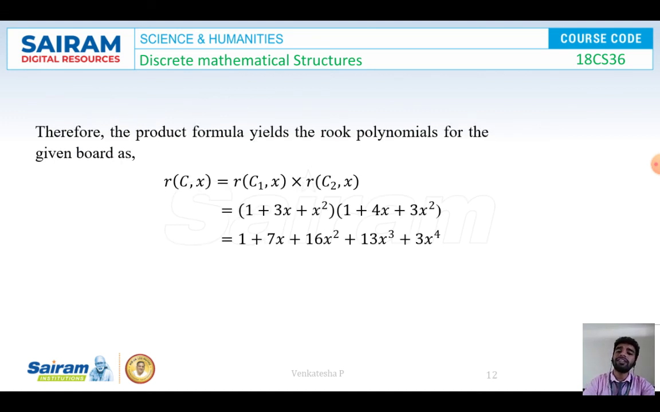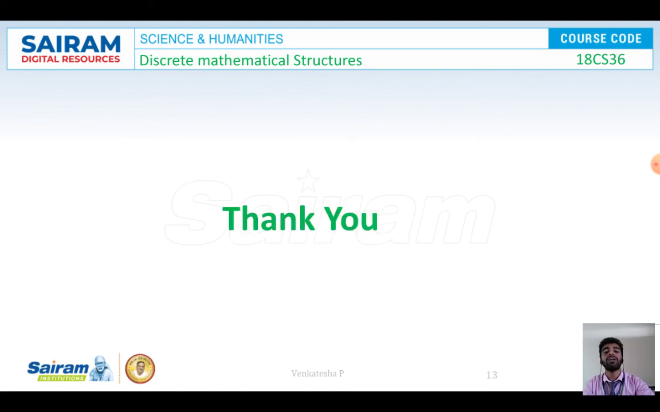So now I will be finding the rook polynomial for the given board C by using the product formula. It is given by RC comma x is equal to RC1 comma x into RC2 comma x, which is 1 plus 3x plus x square into 1 plus 4x plus 3x square. By multiplying each term with each term here, I will be getting 1 plus 7x plus 16x square plus 13x cube plus 3x power 4 is the required rook polynomial for the given 4 cross 5 board by using the product formula. Okay, thank you.